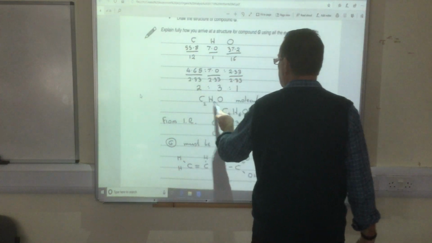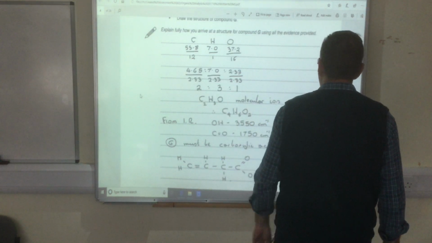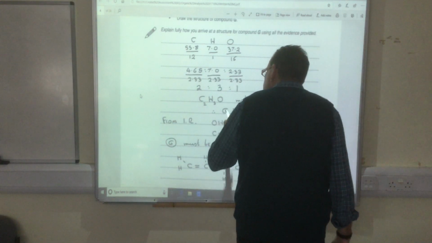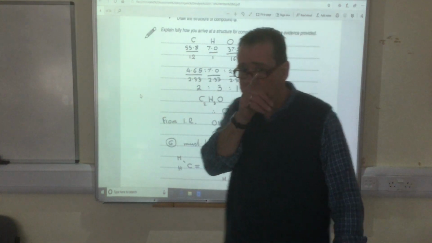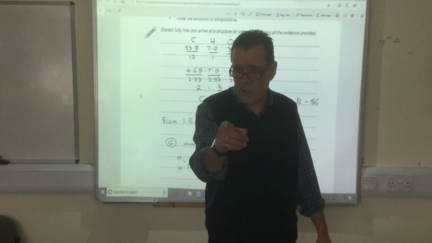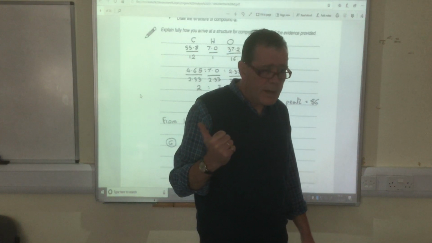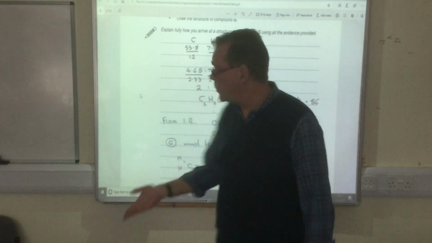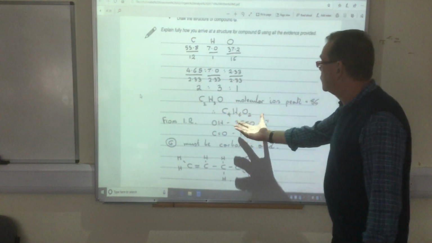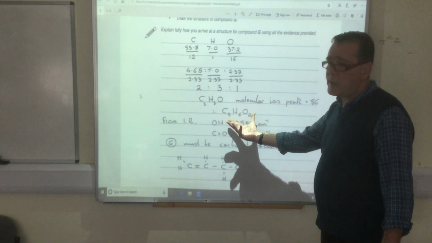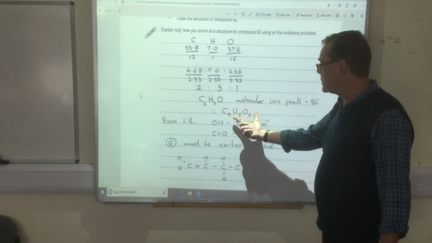Alright, so C2H3O, molecular ion peak is at 86, we've just seen that. So it must be doubled up, which is a relief, because I said there was a carboxylic acid going on there off the infrared. Fortunately, I'm able to double up, and there are 2 oxygens there, so that seems to have the ingredients for a carboxylic acid.